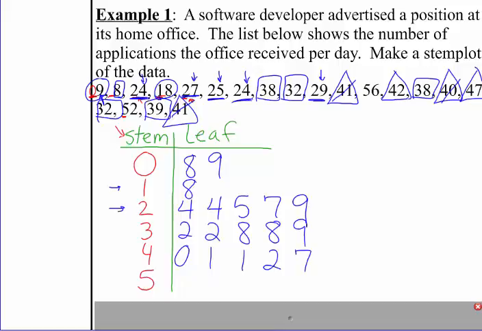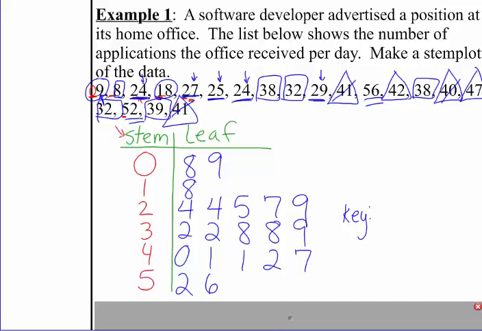And then with the 50s, we just have the 52 and the 56, so 2, 6. So that is my stem and leaf plot. Don't forget, you must also include a key so that we know how to read it.